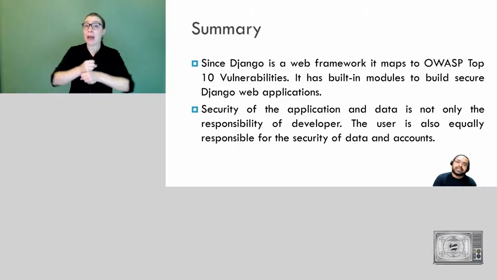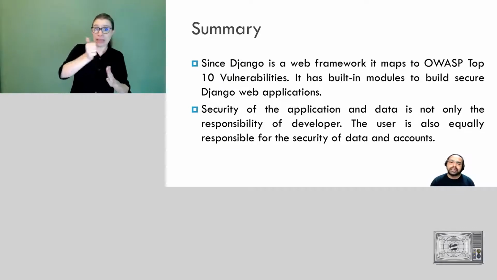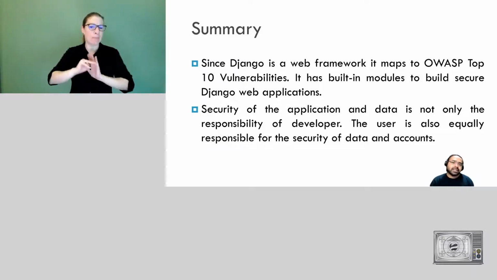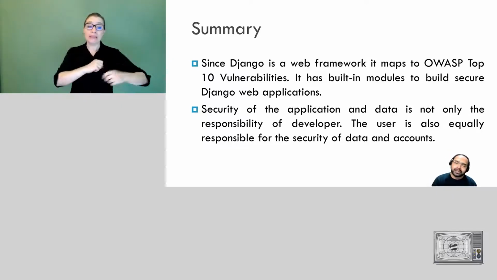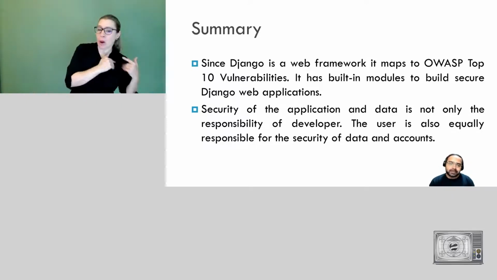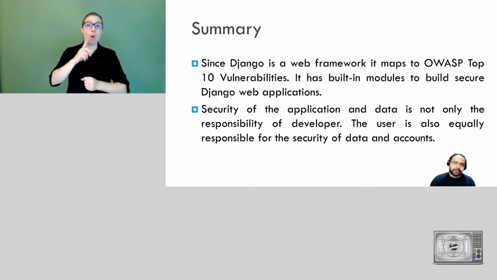So in summary, since Django is a web framework and it maps to the OWASP top 10 vulnerabilities, it has built-in modules to build secure Django web applications. The security of the application and the data is not only the responsibility of the developer; the user is also equally responsible for the security of data and accounts.